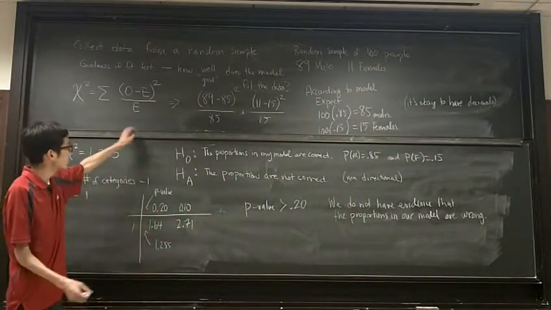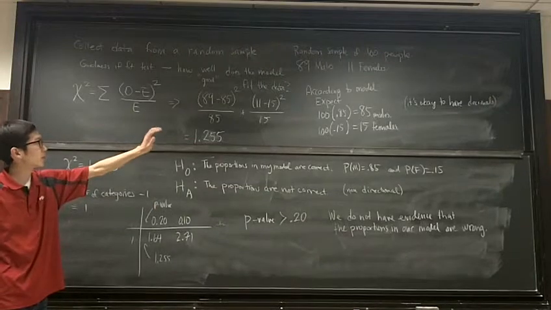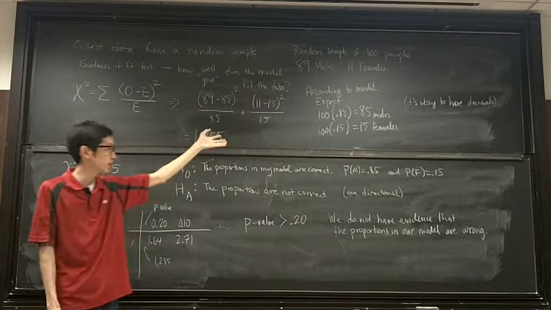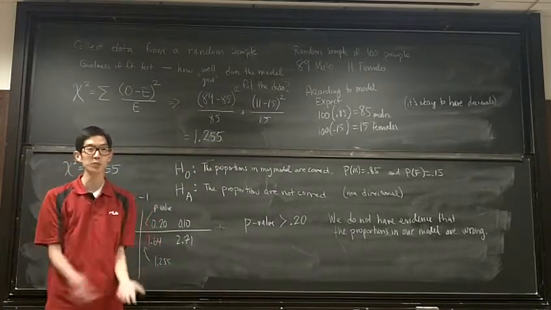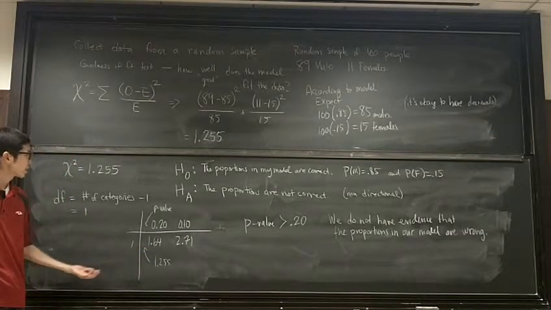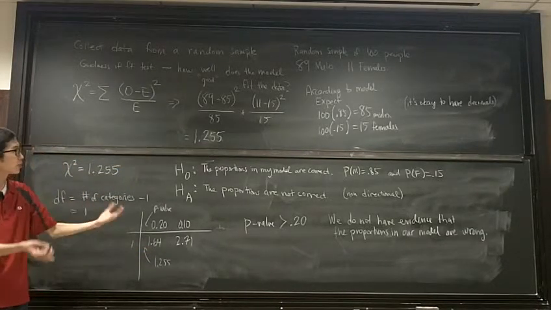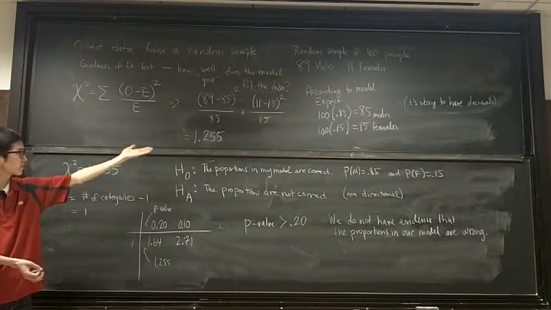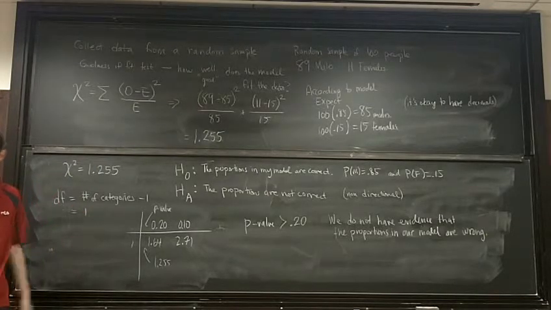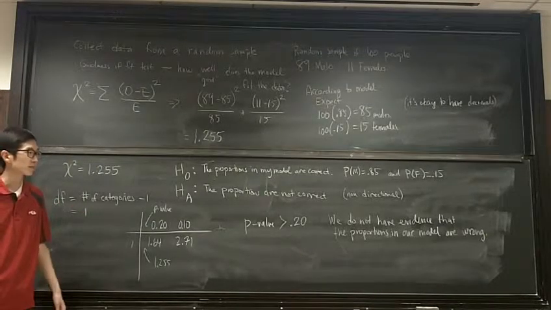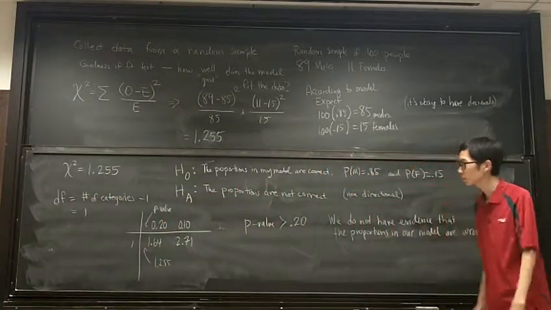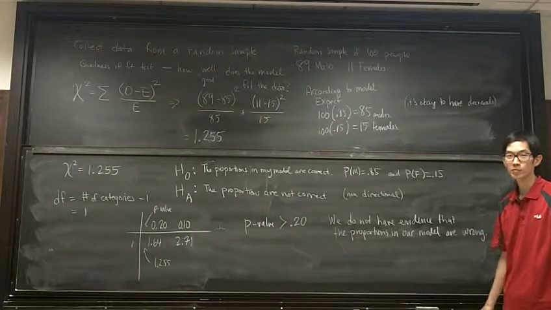And that means anytime I select 100 people, if the true proportion in the population were 85% male and 15% female, if I selected 100 people, then over 20% of the time I would get a sample where my chi-squared statistic ends up being 1.255 or something larger than that. Okay. Is that feeling okay?